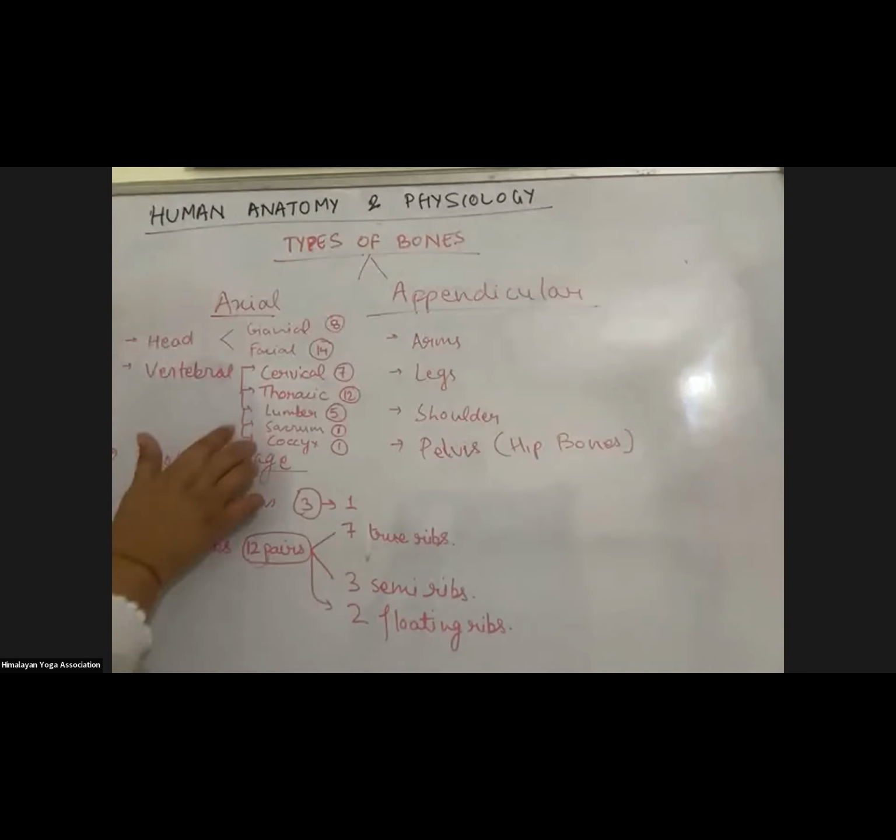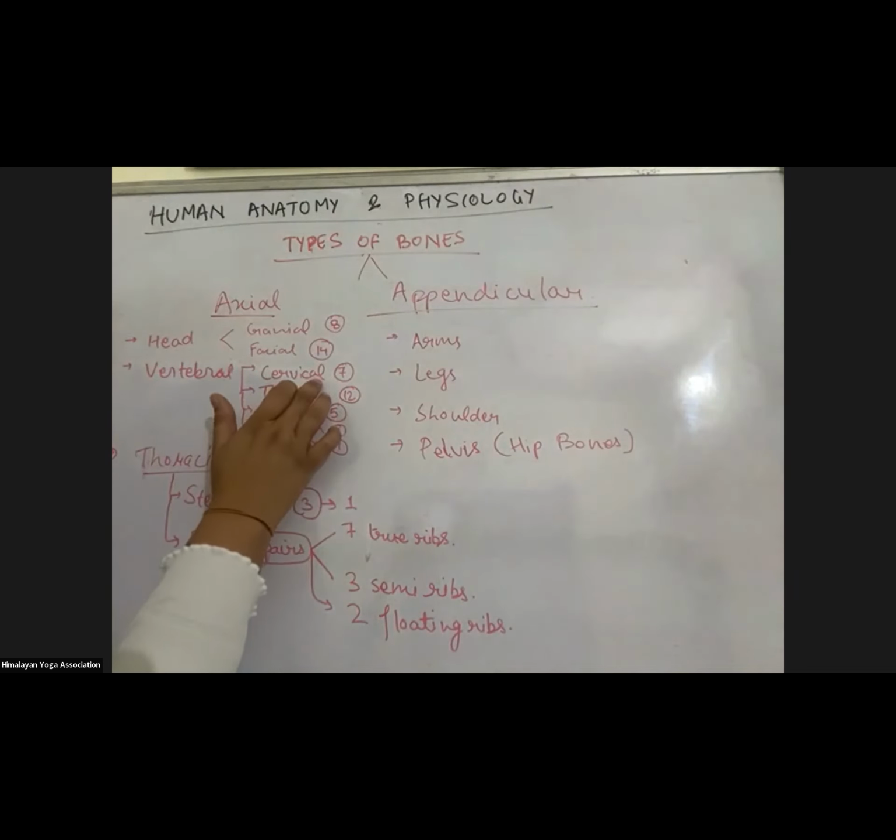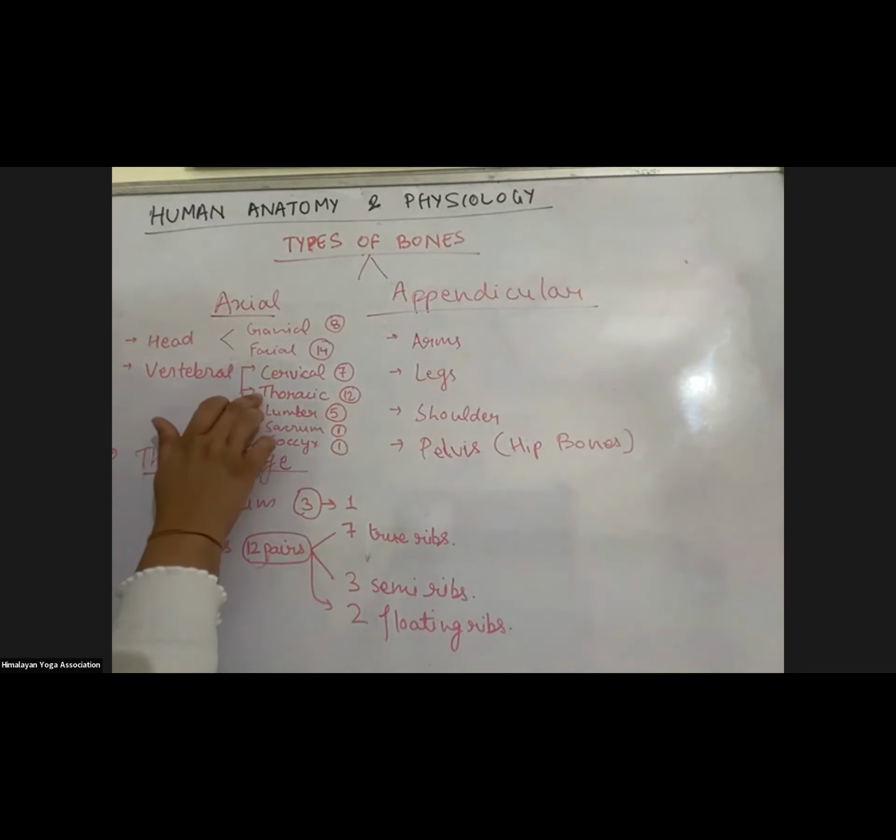So vertebral column, it is divided into 5 parts. That is cervical, the neck region, then thoracic, the chest region from the back. Then this is lower back. Lumbar is lower back. Then we have sacrum and coccyx. Coccyx is the tailbone.